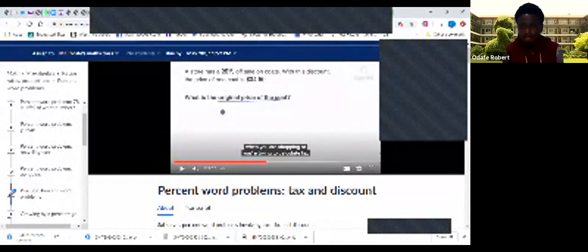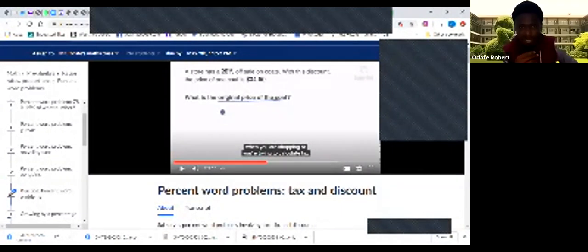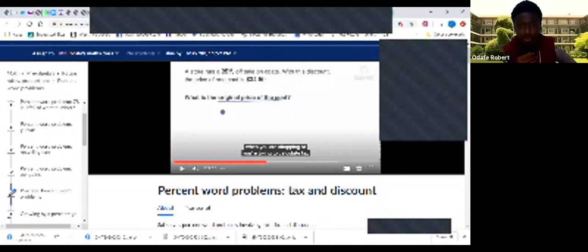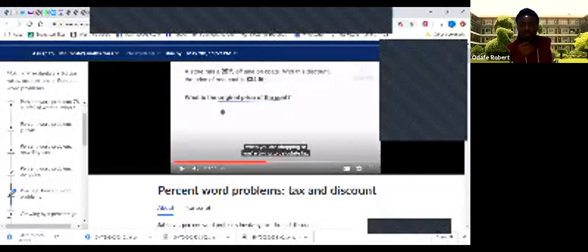Let's see. Can you read it again so I can solve it? A store has a 25% off sale on coats. With this discount, the price of one coat is $34.50. Remember this, $34.50. Yes. What is the original price of the coat?